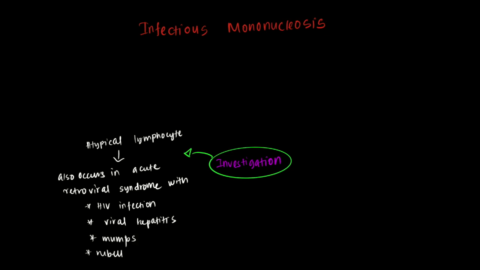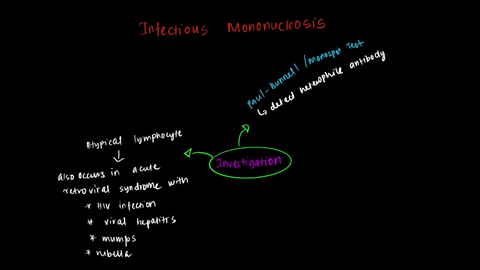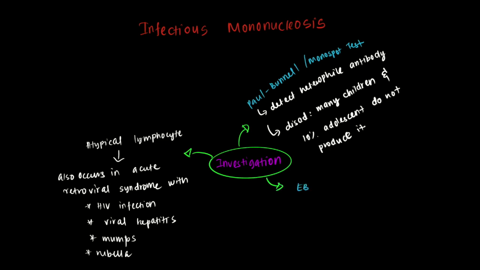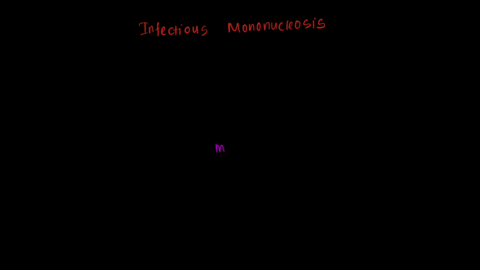Next, the test that can be done is the Paul-Bunnell or monospot test. It detects the heterophile antibody. However, many children and almost 10% of adolescents do not produce this antibody, which makes this test less accurate. Therefore, Epstein-Barr virus serology is the only way to confirm the diagnosis.